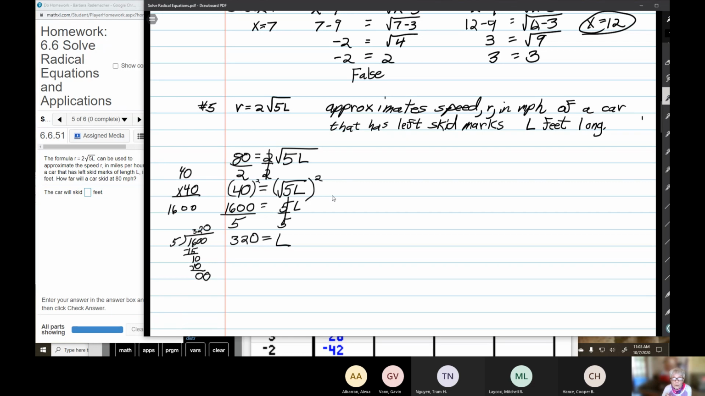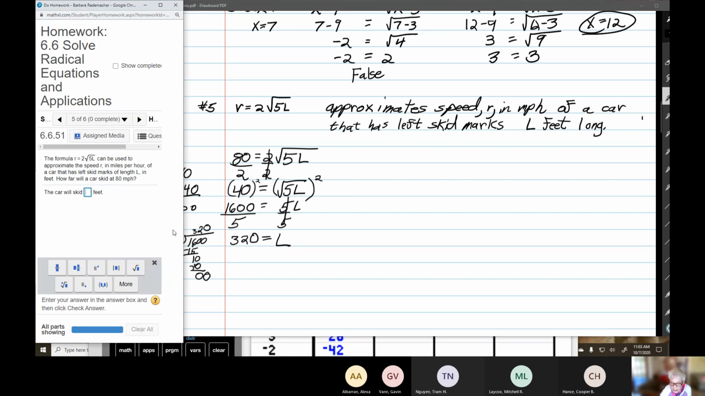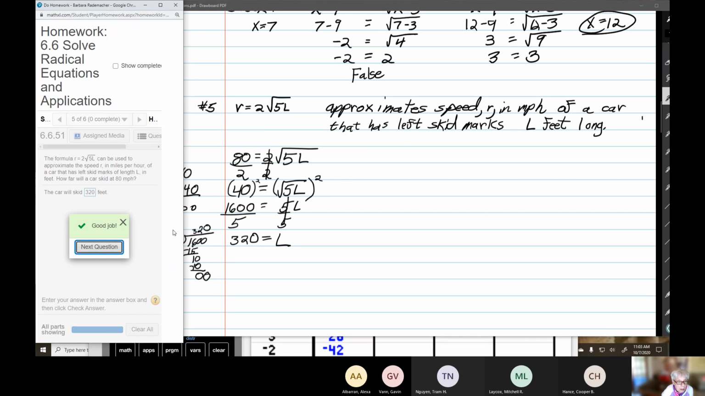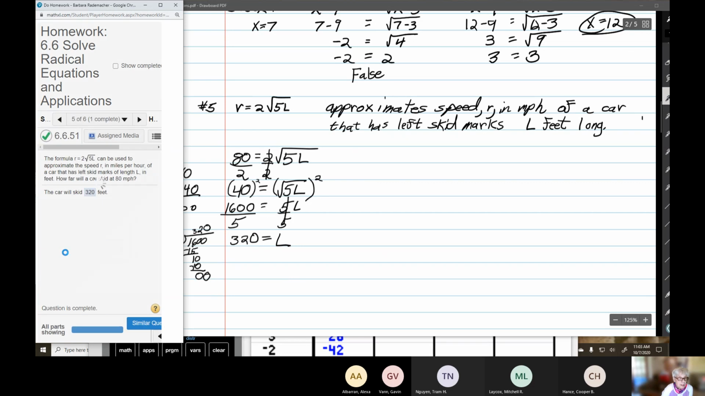So if the car is traveling at 80 miles per hour, it's going to leave a skid mark 320 feet long? I don't think so. Let's see what the answer is. 320 is really long. They're going to fry the driver. He just picked up the straight out of jail card.